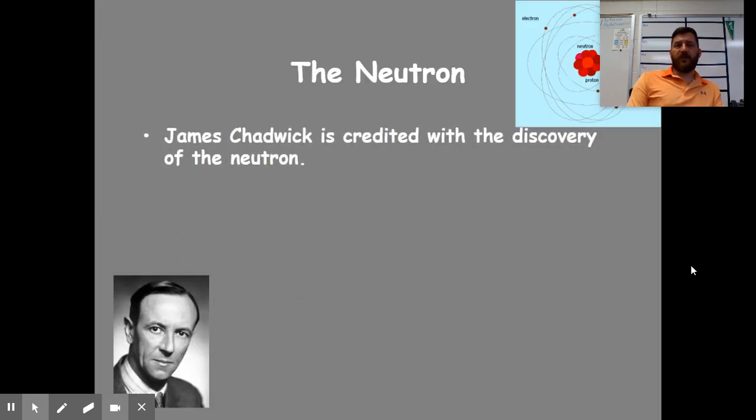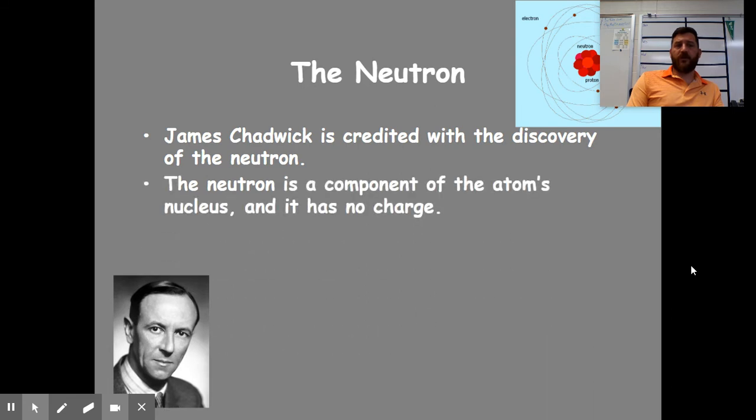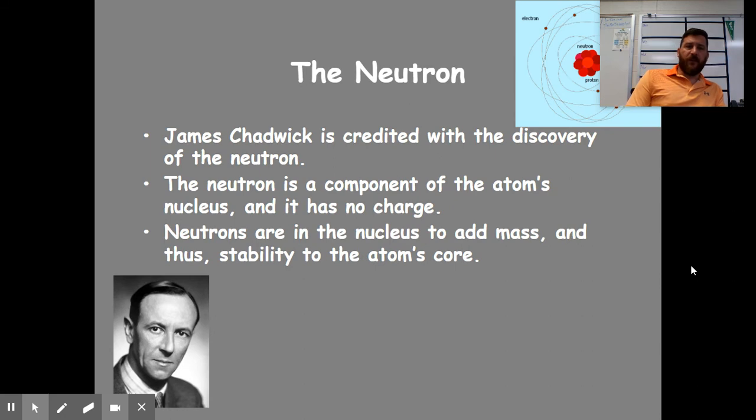James Chadwick was credited for discovering the neutron. It's a component of the atom's nucleus. It has no charge. They're in the nucleus to add mass, which adds to the stability of the atom's core.